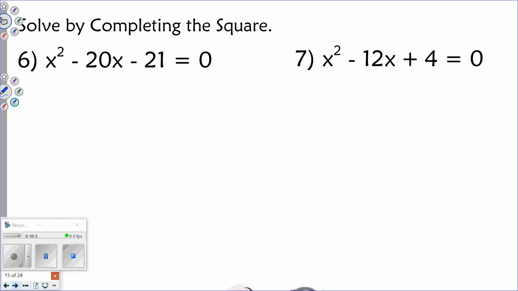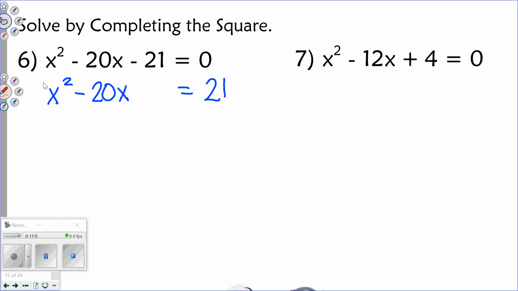Very first step is to move the c value to the other side. So x squared minus 20x equals, when I move that over, becomes positive 21. Notice I left a gap. Anybody know why I left a gap? I'm going to have to do that b over 2 squared. I'm going to add it to both sides. I've just, by default, started leaving a gap so I can have space to fill it in. All right, so that was step 1.